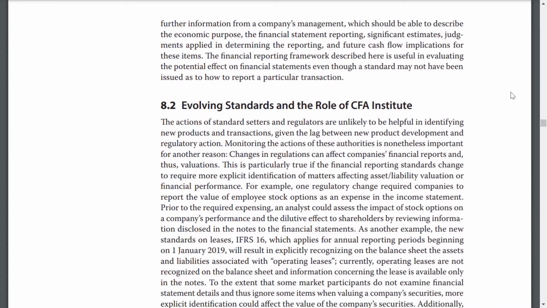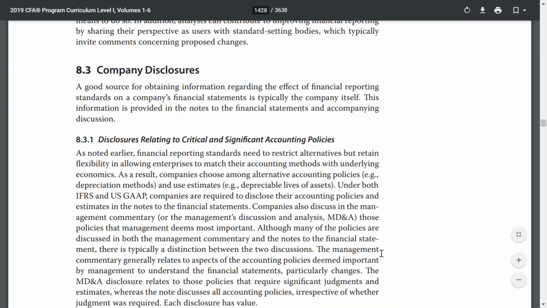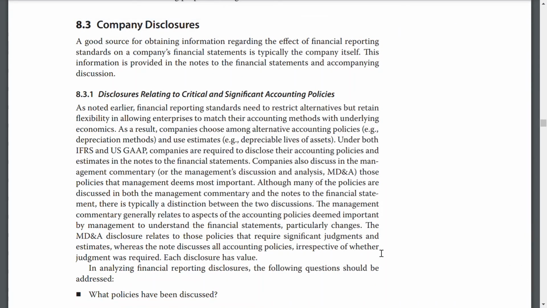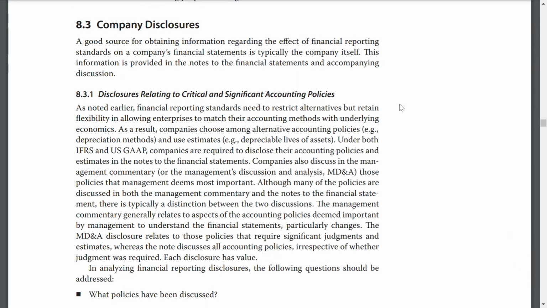Company disclosures. A good source of obtaining information regarding the effect of financial reporting standards on the company's financial statements is typically the company itself. This information is provided in the notes of the financial statements and accompanying discussions. Disclosure relating to critical and significant accounting policies.